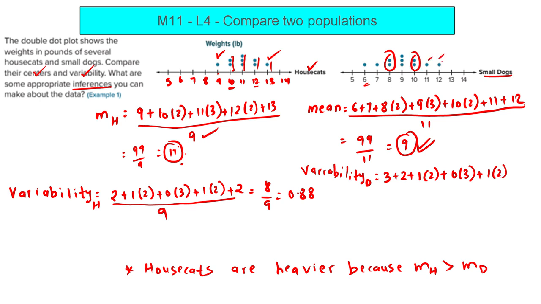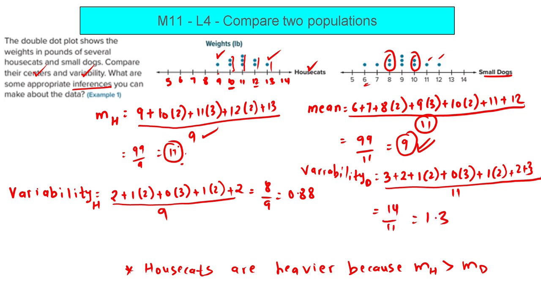Now 11 and 12 is single. So 9 minus 11, 2. 9 minus 12, 3. So simple, plus 2 and plus 3 divided by 11 again. Okay, this will be how much? 14. 14 over 11 means 1.3 almost.